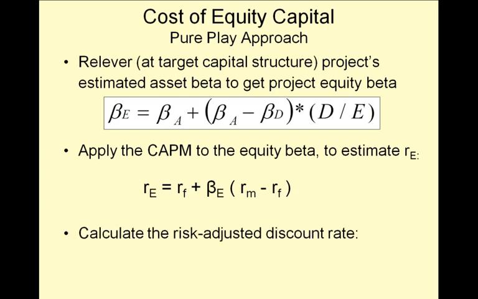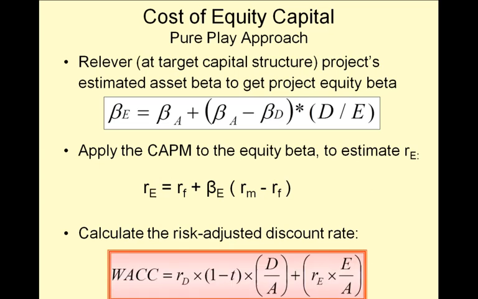Finally, we calculate the risk-adjusted discount rate using the formula for the weighted average cost of capital. Note that this rate that we calculate reflects both the business risk of the project and the financial risk of the firm with the project.